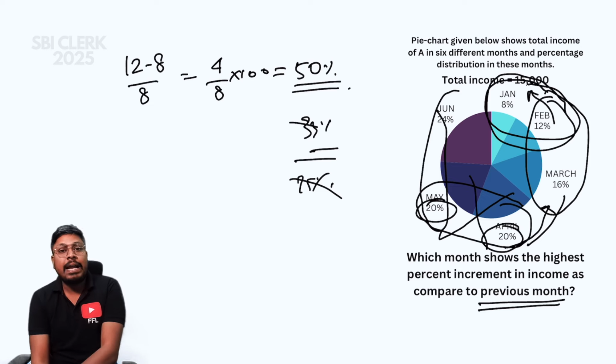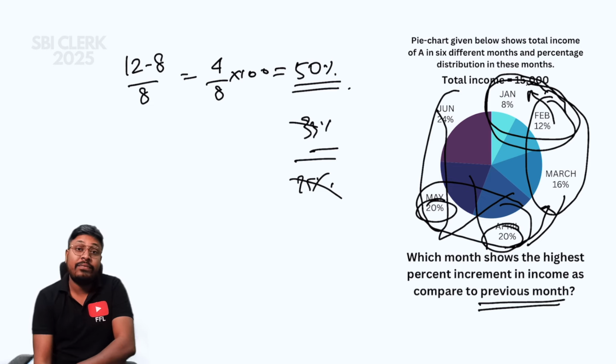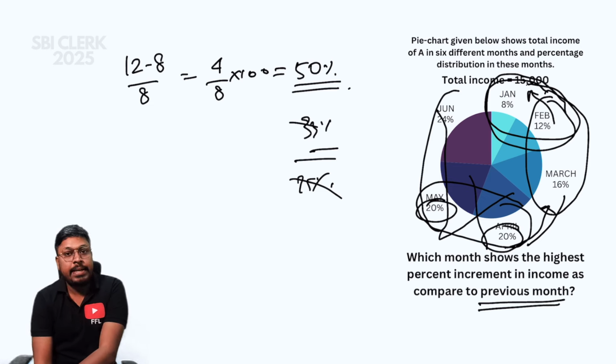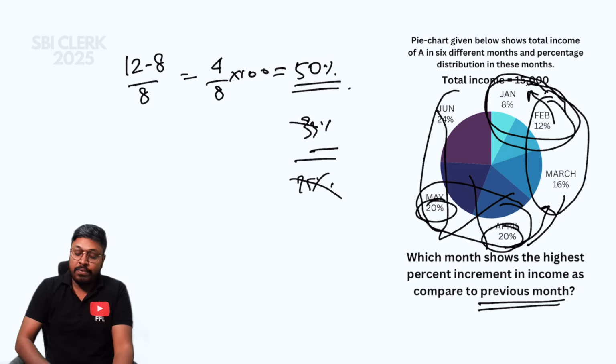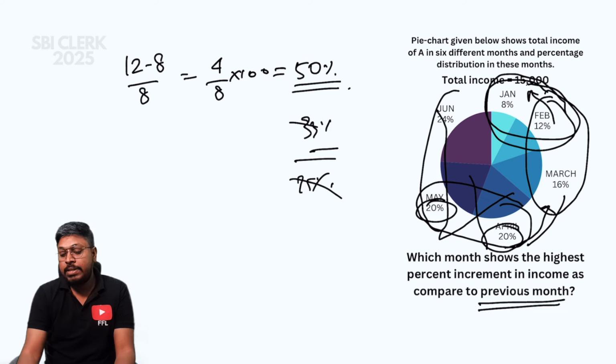So if it is Jan to Feb month, we have to calculate from Feb to Jan. So Feb to Jan will be 12% on Feb month. Jan month is 8%, divided by 8, because we have to compare it. So divide by 8 into 100. So 12 minus 8 will be 4. 4 by 8 into 100. 1 by 2 into 100, which is 50%. So 50% increment is done on Jan and Feb.